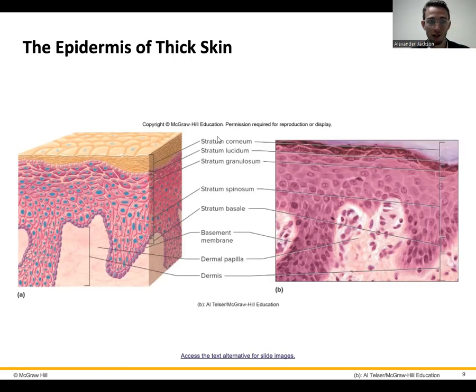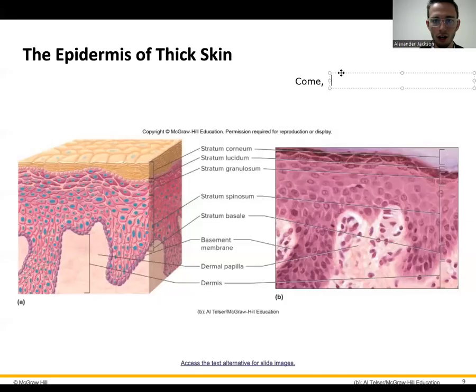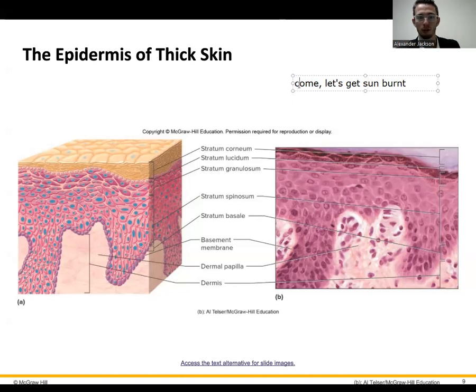There are 5 layers of the epidermis, and you can remember them by this mnemonic that I will write really quickly. Come, let's get sunburnt. Okay, if you take the first letter of each, that's the first letter from superficial to deep of all the layers of the epidermis. So look at this. Come, stratum corneum. Let's, stratum lucidum. Get, stratum granulosum. Sun, spinosum. Burnt, basal. Okay, so each layer of the epidermis you can remember by come, let's get sunburnt, and those are the 5 layers.